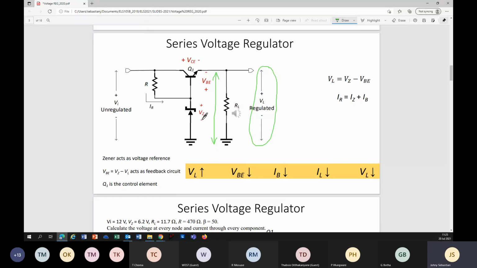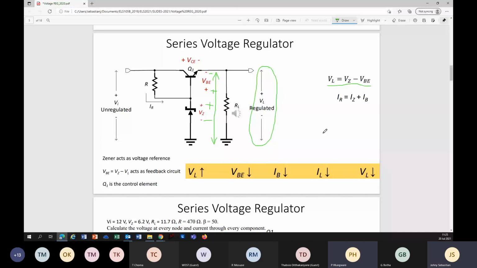Look at the polarity of your Zener. Negative, positive there, and positive and negative on the other side. Or basically, these two, you can assume that these are two batteries. They are connected in series, but it is series opposing. So basically, you can say VL equals VZ minus VBE. Is it understandable?